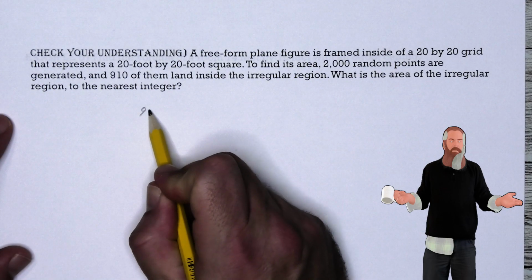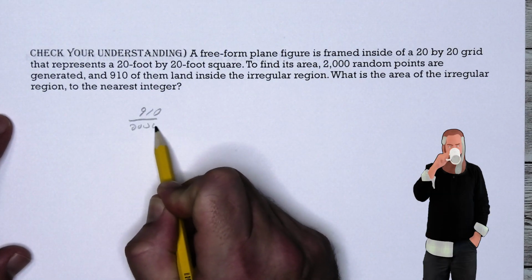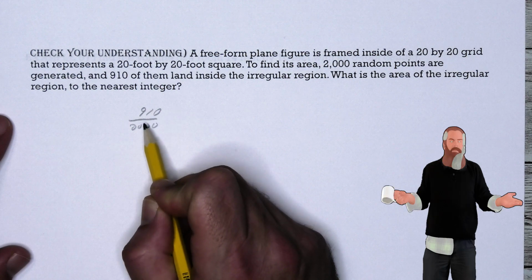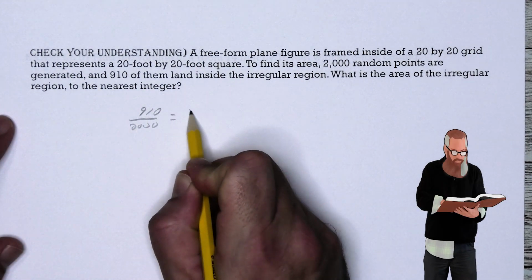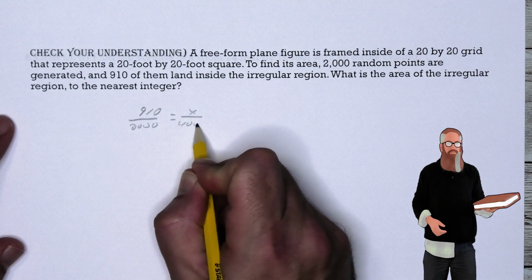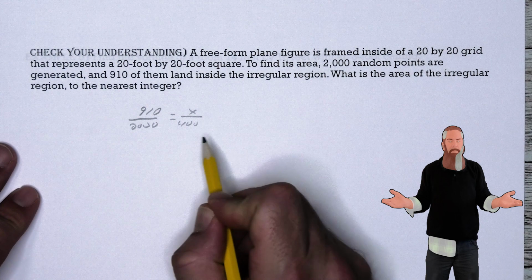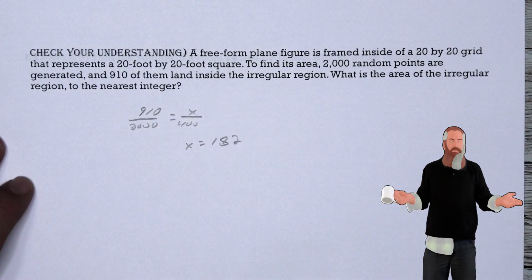This means that we're looking at 910 over 2,000. This is the number of points inside over the total number of points. Now, this is going to be x over the total area that we're looking at, which is 400. Solving for x, we find that x is 182 square feet.